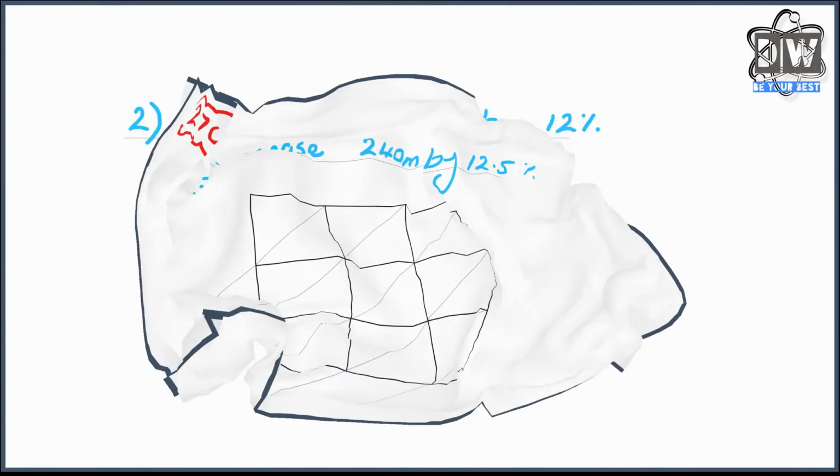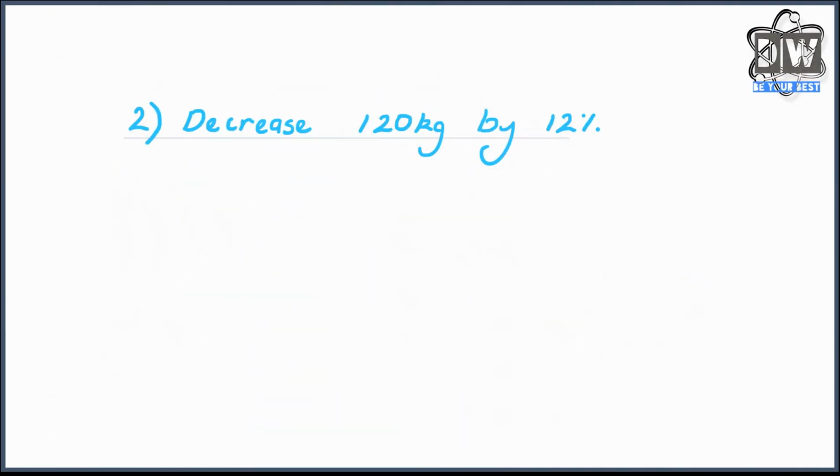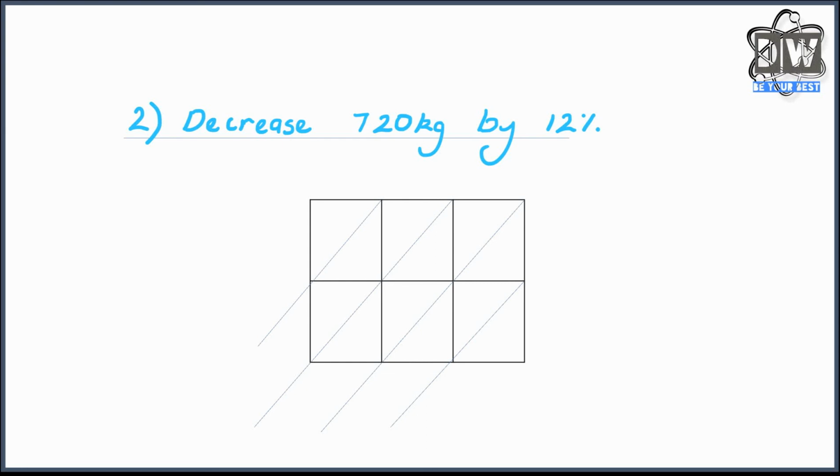Last one before we move into the good old quiz. Okay, give this one a go. Decrease 720 kgs by 12%. Come back and see if you've got it right in a minute. All right, here we go. 720 by 0.12. We're timesing it by 0.12.